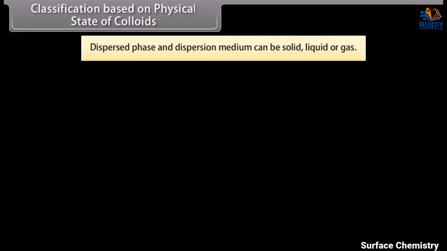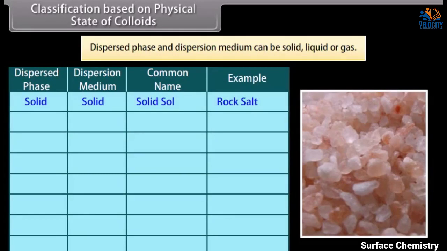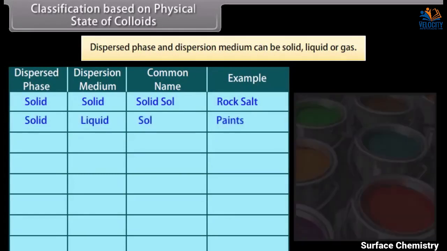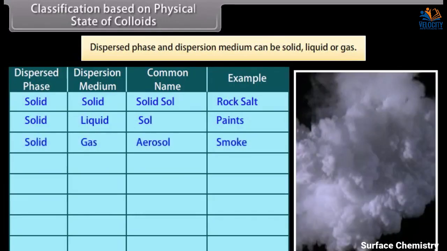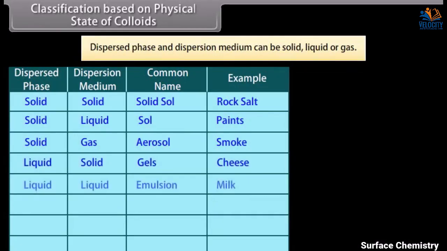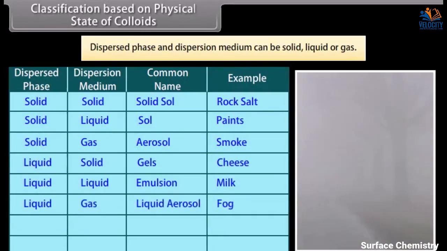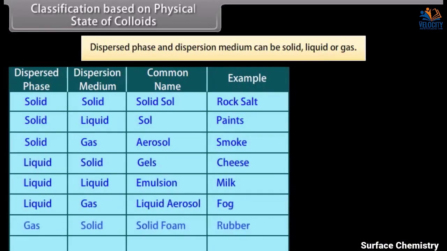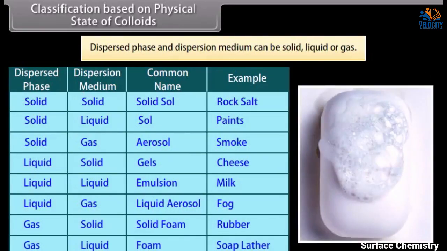Therefore, 8 types of colloidal systems are possible depending upon the physical state of the dispersed phase and the dispersion medium. Rock salt is an example of solid sol. Paint is an example of sol. Smoke is an example of aerosol. Cheese is an example of gel. Milk is an example of emulsion. Fog is an example of liquid aerosol. Rubber is an example of solid foam. Soap lather is an example of foam.